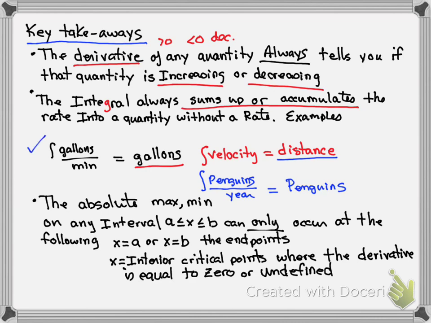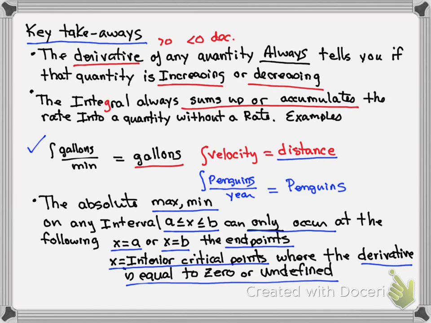And then with the absolute max and min problems, you'll probably be asked one. And it'll be on any interval from 0 to 5 or 1 to 3 or some kind of interval from A to B. First of all, the absolute max and min can only occur at the following: x equals a and x equals b. Another way to say it is the endpoints. And also x equals an interior critical point where the derivative is equal to 0 or undefined. You'll need to show this.